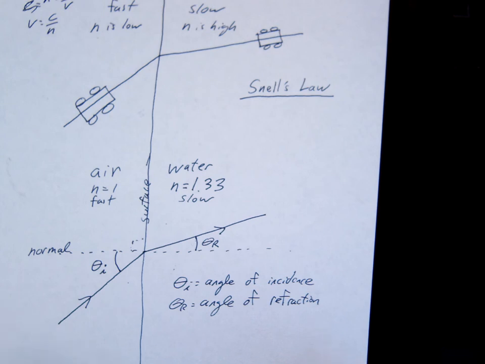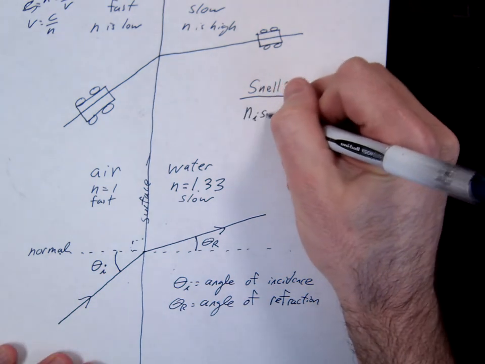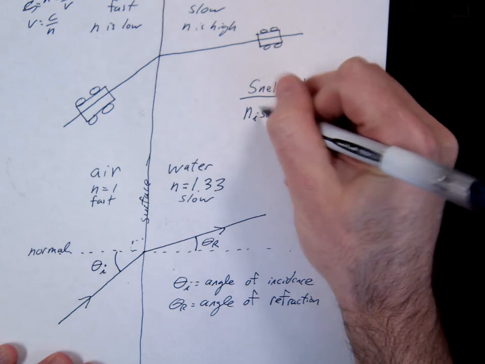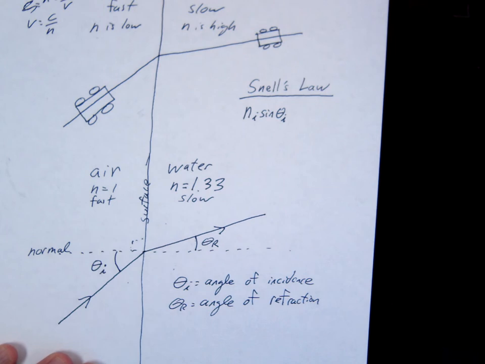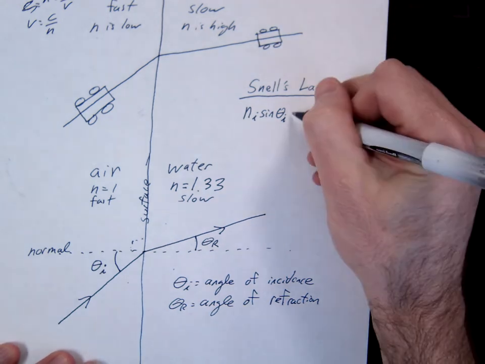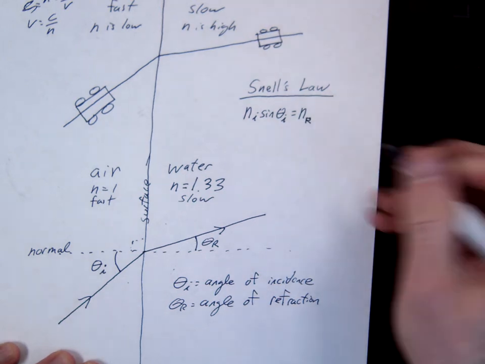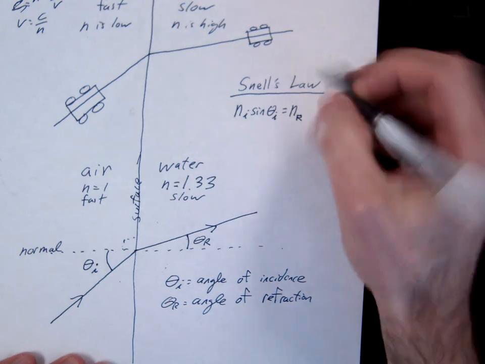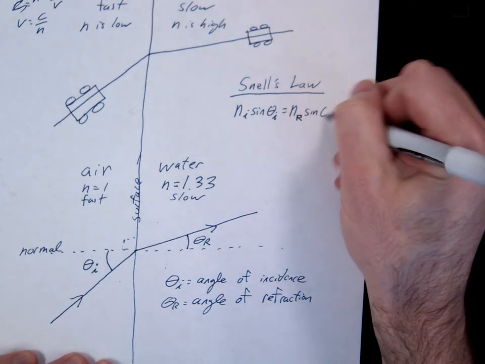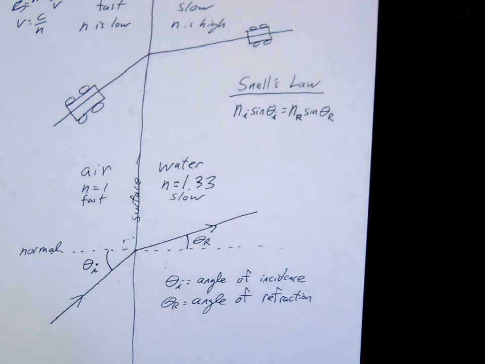So Snell's law says this: the index of refraction of the incident side times the sine of the angle of incidence should equal the index of refraction of the refracted side times the sine of the angle of refraction. So Ni sine theta I equals Nr sine theta R.